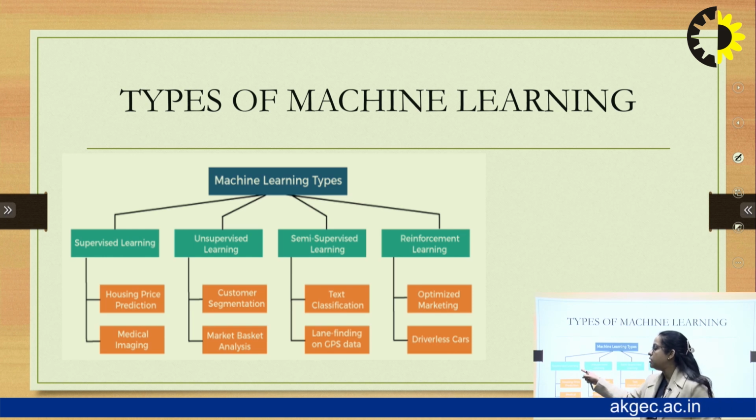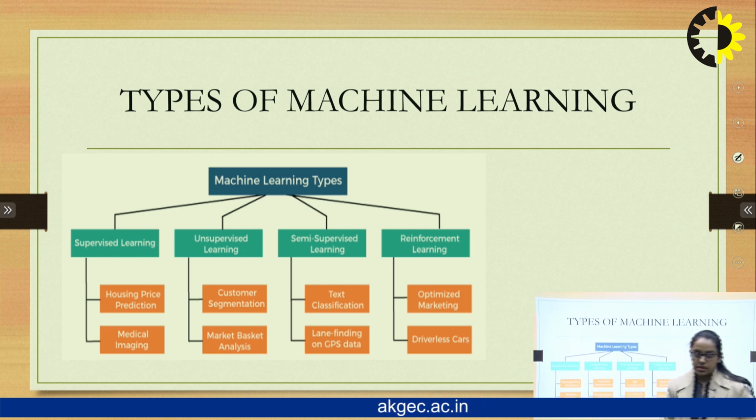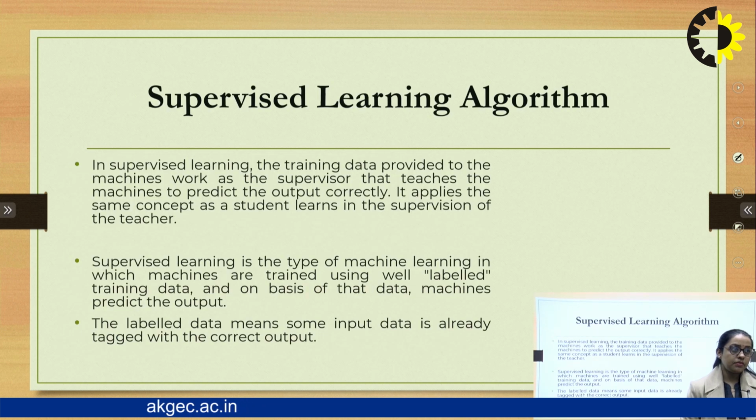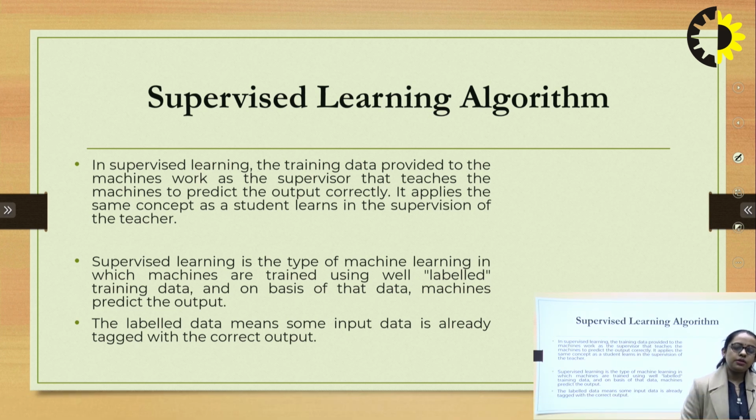Below each heading, there are examples and use cases of each learning algorithm. In the supervised learning algorithm, the use cases are housing price prediction and medical imaging. But before that, it is very important for us to know what the supervised learning algorithm is. In the supervised learning algorithm, the training data provided to the machines works as the supervisor. What is the role of the supervisor?